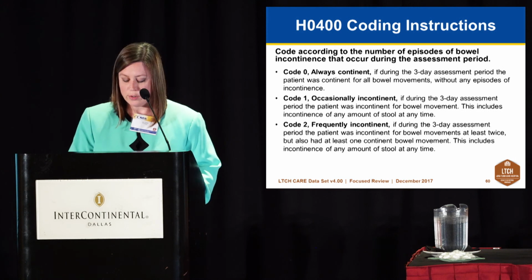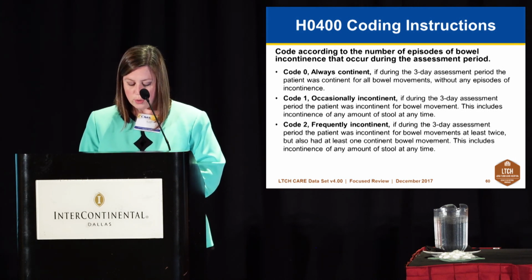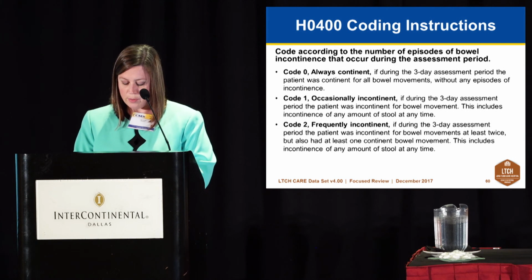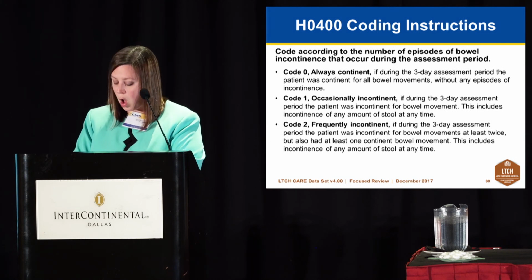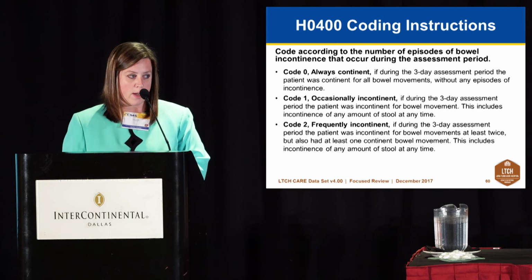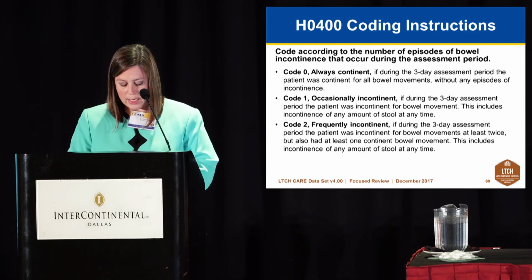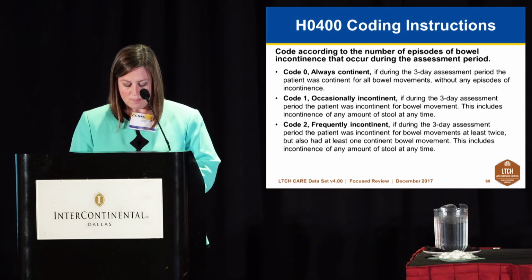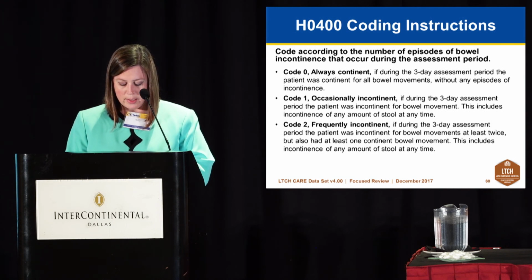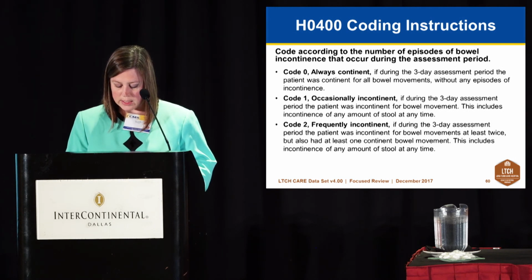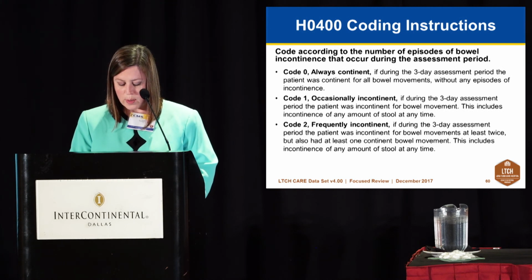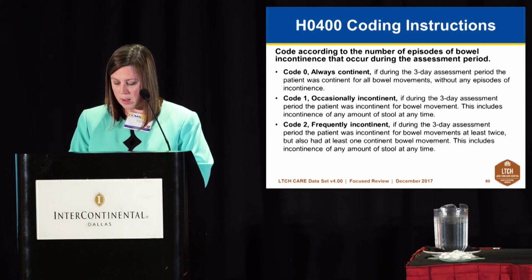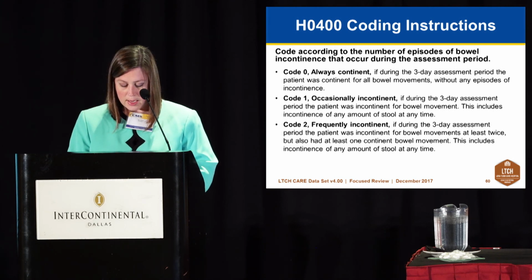So for coding H0400, bowel continence, we want to code 0 for always continent if during the 3-day assessment period the patient was continent for all bowel movements without any episode of incontinence. We're coding 1, occasionally incontinent, if during the 3-day assessment period the patient was incontinent for a bowel movement. This includes incontinence for any amount of stool at any time. Code 2, frequently incontinent, if during the 3-day assessment period the patient was incontinent for bowel movements at least twice, but also had at least one continent bowel movement. And this includes continence of any amount of stool as well.